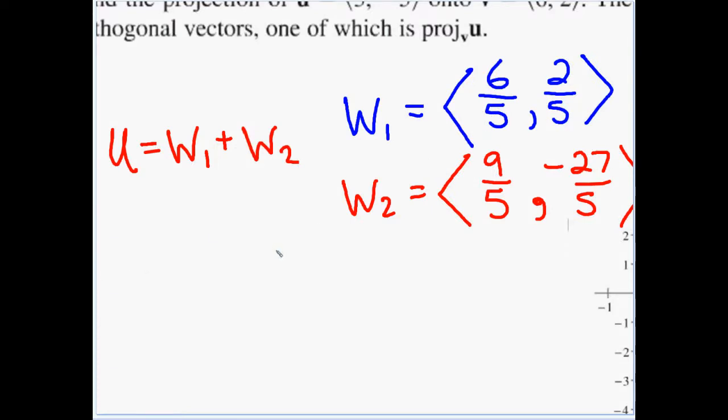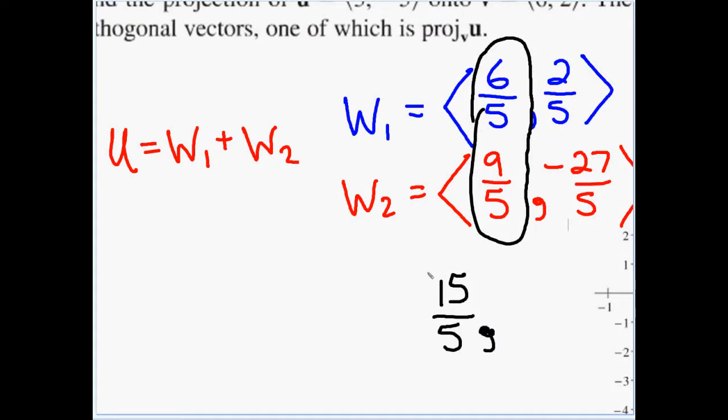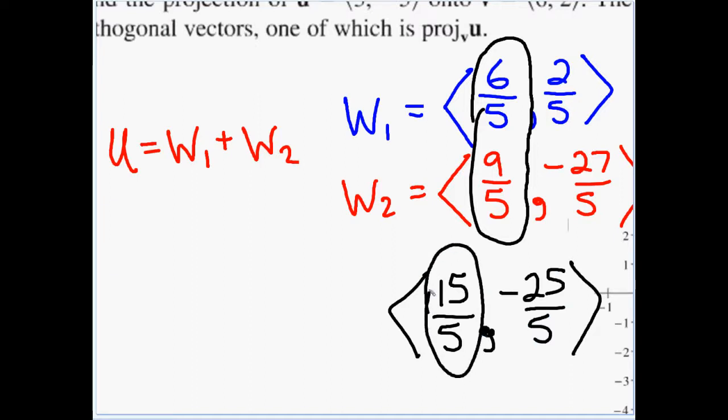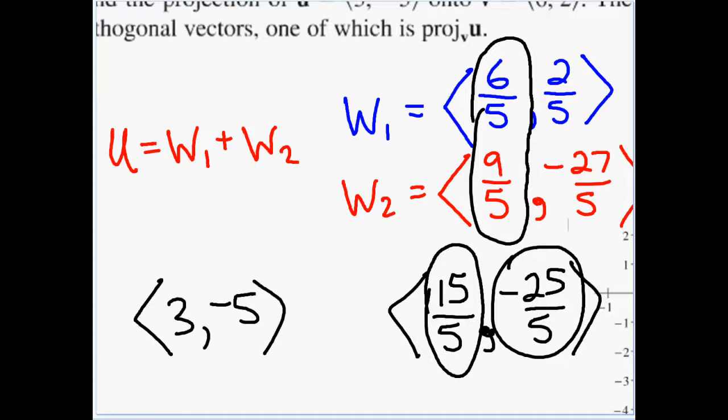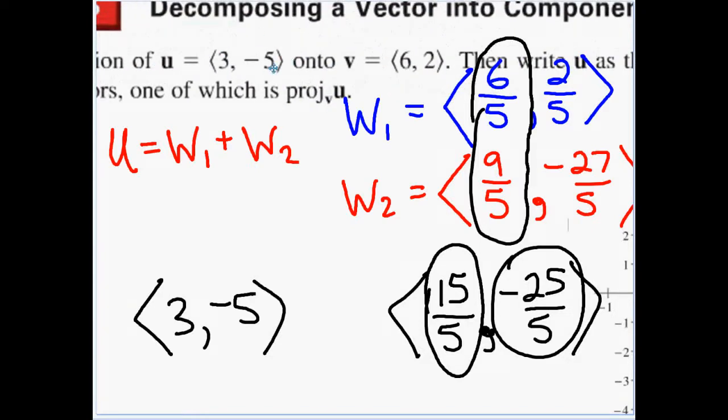I'm not going to rewrite them down here. I guess we can just do it like this. I've got them lined up. We've got 6/5 plus 9/5, that is 15/5, comma, 2/5 plus a negative 27/5 would be negative 25/5. And then if we look at the components here, 15 divided by 5, well, that's just a 3, comma, negative 25 divided by 5 is negative 5. And that's back to where we started. Vector u. All right. That was a good one.